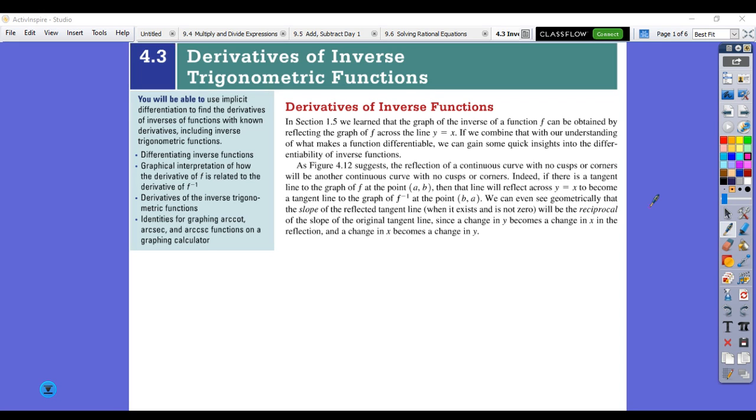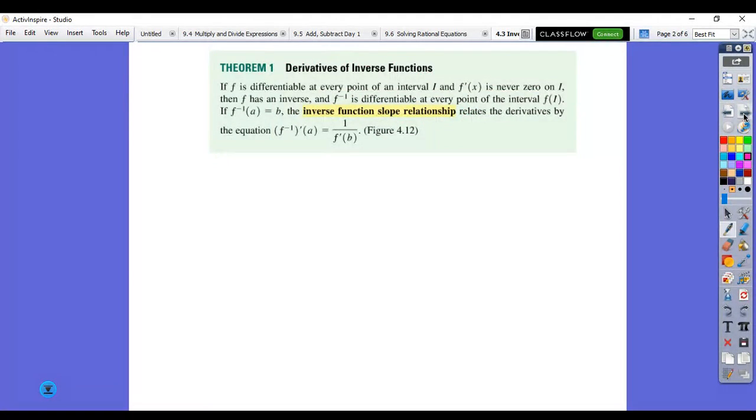Section 4.3 is all about derivatives of inverse trig functions. So think of your sine inverse, cosine inverse, tangent inverse. They start off talking about just inverse functions in general. We do see this occasionally, where you've got to find the derivative of inverses.